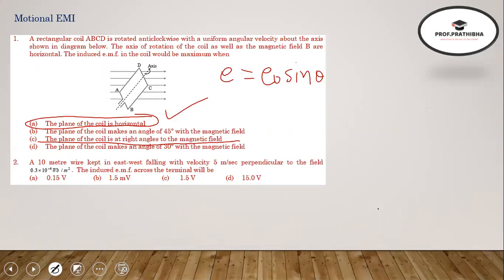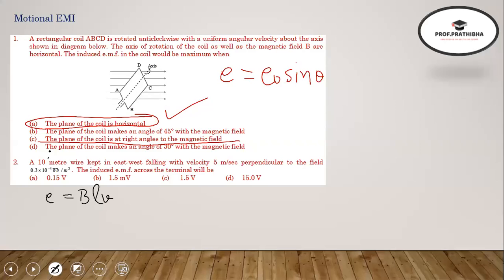Okay, let's try the second one. I think everyone should get the second one because it's very easy. There is a 10-meter wire kept in the east-west direction and it is falling with a velocity of 5 meters per second perpendicular to the magnetic field. What is the induced EMF in this coil? This is a normal rod falling. The formula for a falling rod is E equals BLV.